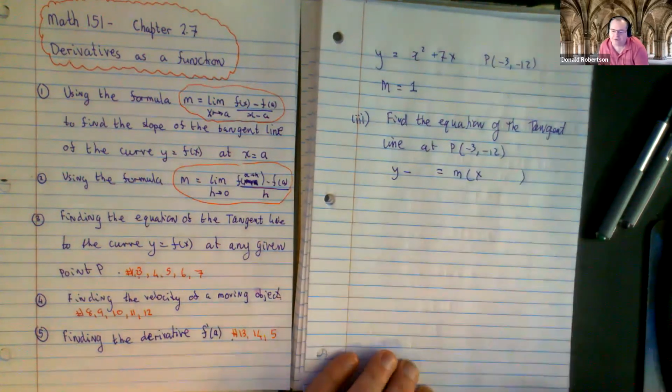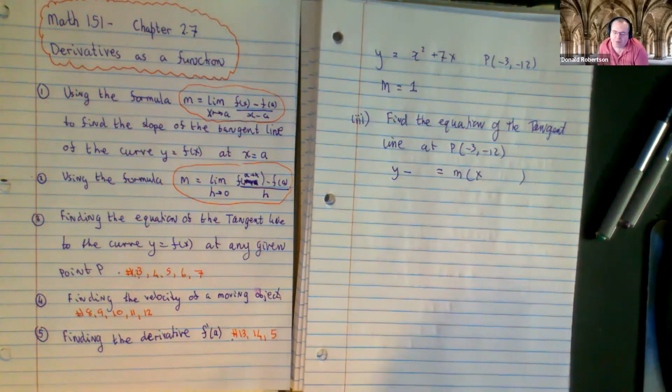And there's part of it written down. Can anybody remember the formula for finding the equation of any line? This just happens to be a tangent line at a given point with a given slope m.